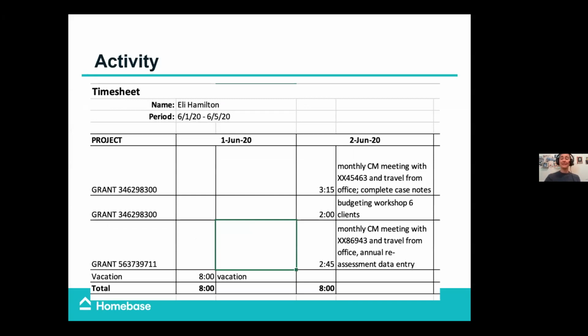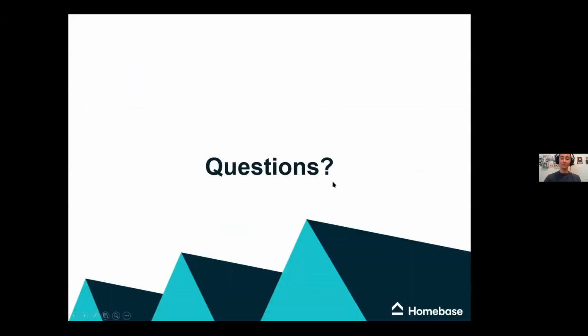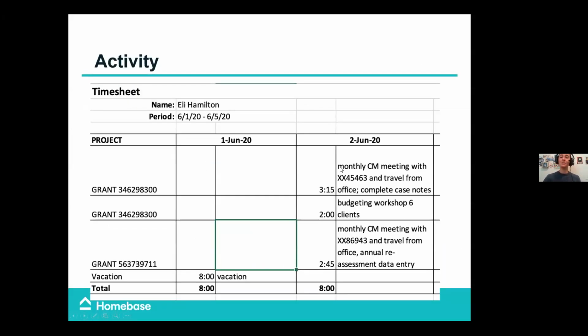Now this is a timesheet that I could probably just use as my time and activity report. It tracks time to individual clients, to a specific eligible case management activity. It's broken down by time, it's tracked to grants. So this includes all the things we're looking for.